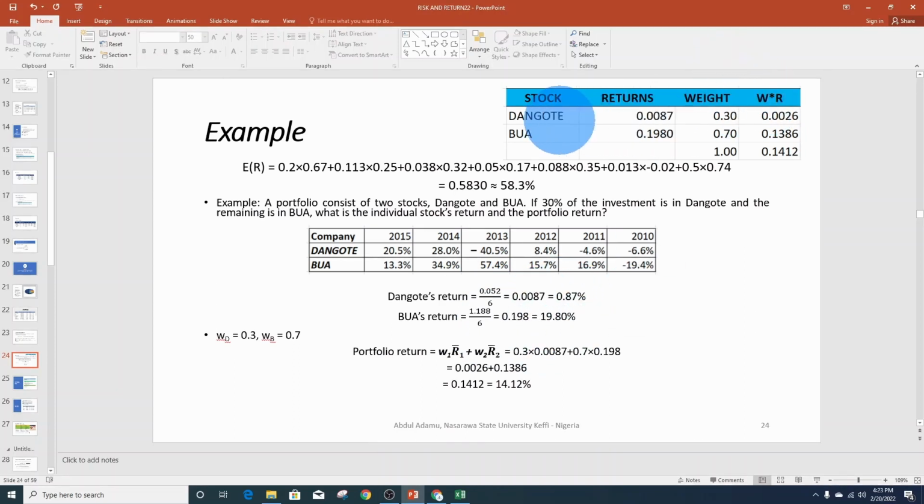So if you come here, you can see the return for Dangote is this, the return for BUA is this. So these are their weight. Dangote is 30%, BUA is 70%. So once we multiply this by this, we get this. We multiply this by this, we get this. So we add them together, then the return for the portfolio will be 0.1412. So that is exactly what we have done here: 0.3 times 0.0087 plus 0.7 times 0.198. So when we add them together, we have 14.12%.